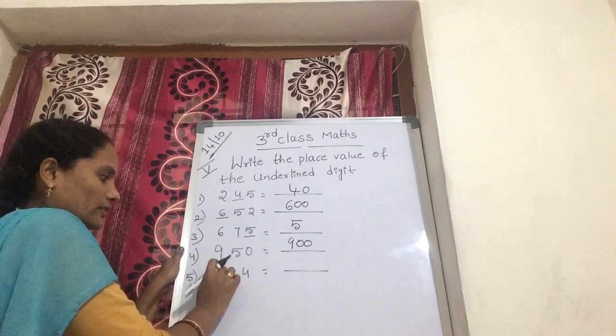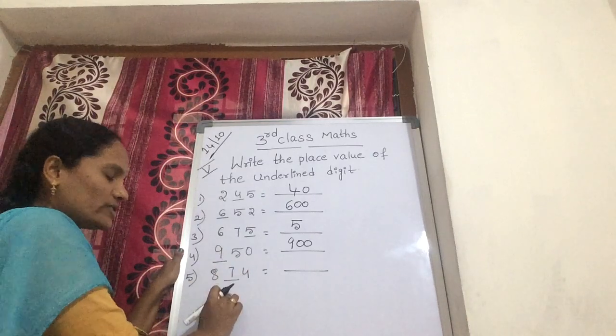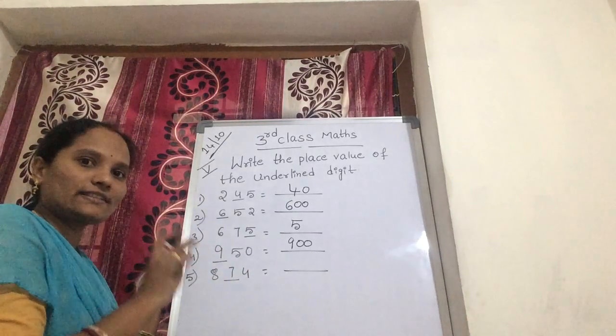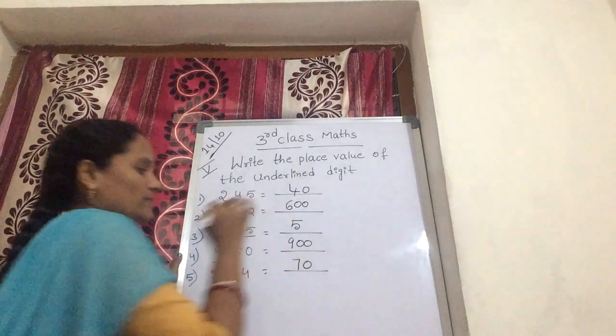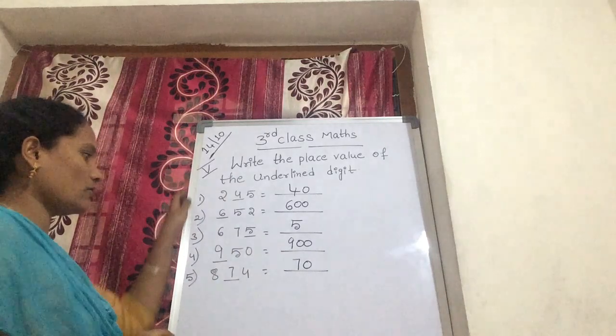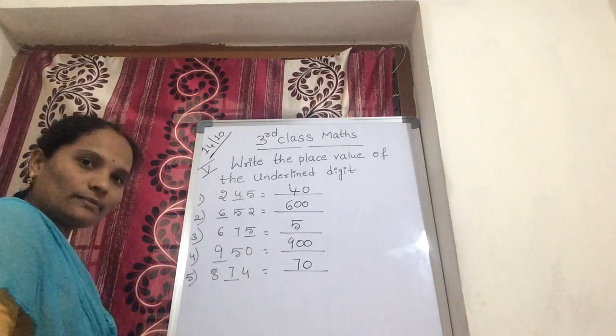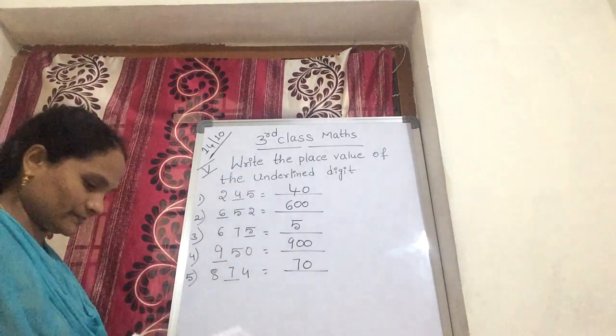874. In the tens place, 7 is there. The place value of 7 is 70 because this is in the tens place. So what is the place value of 7? 70. Children, copy in your classwork. Please copy in your classwork, children.